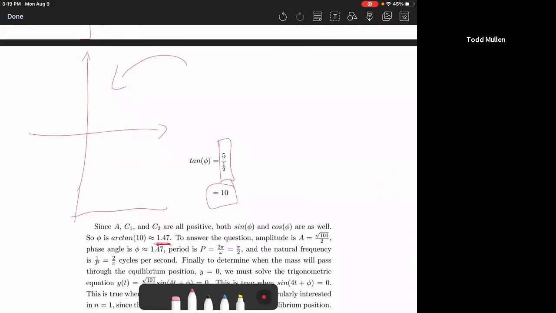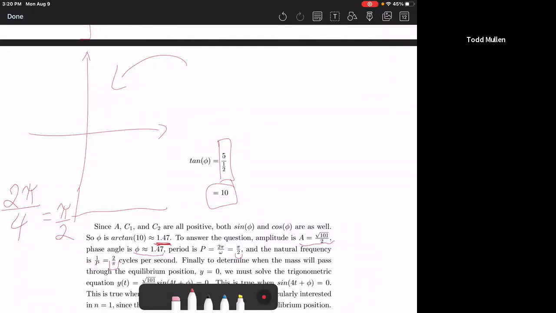So to answer the question, amplitude is square root of 101 over 2. Phase angle is approximately 1.47. The period is pi over 2 because we take 2 pi and divide it by omega, and omega is equal to 4. That's pi over 2. Natural frequency is just the inverse. That's 2 over pi.